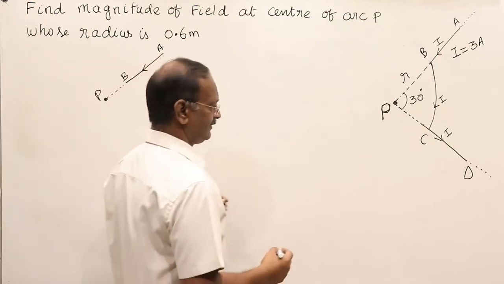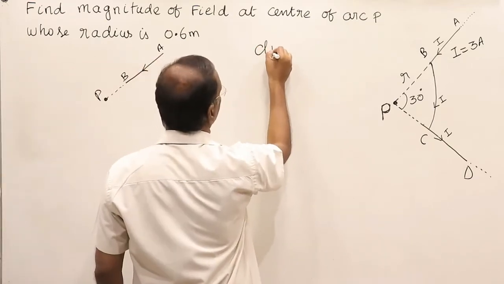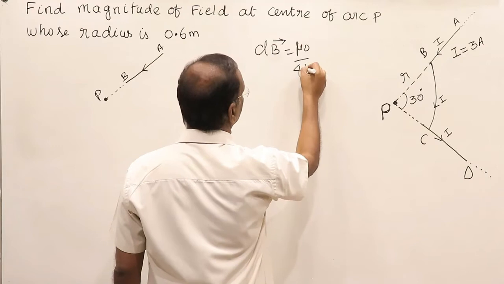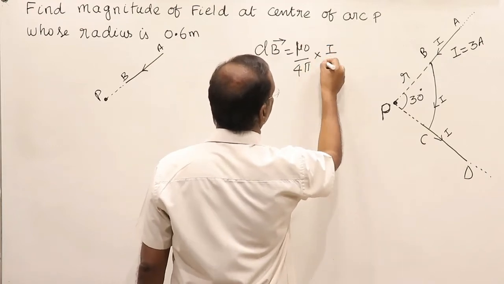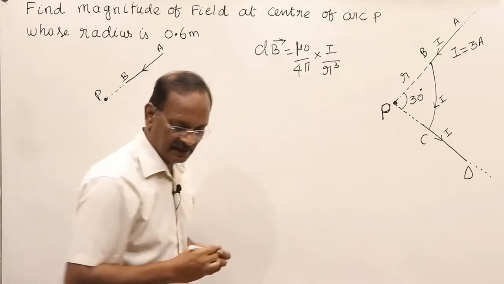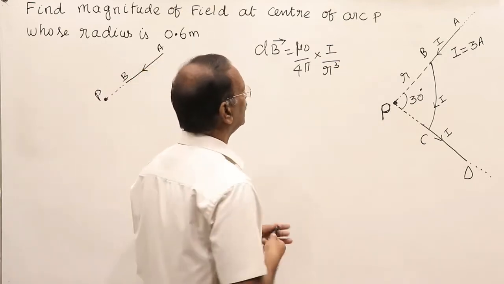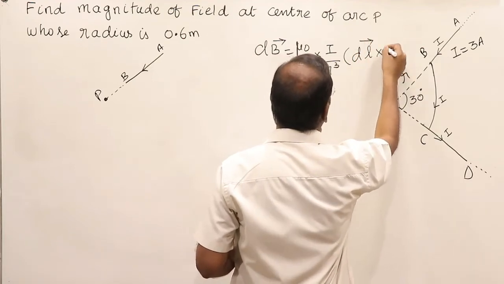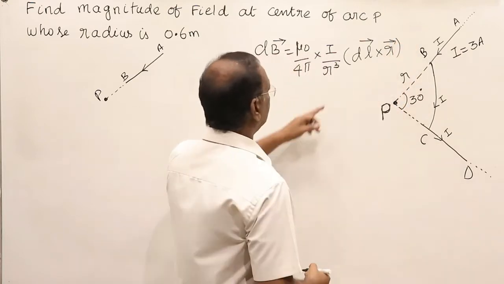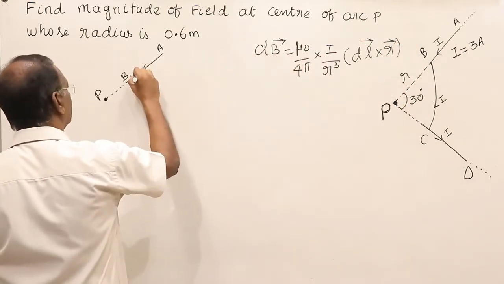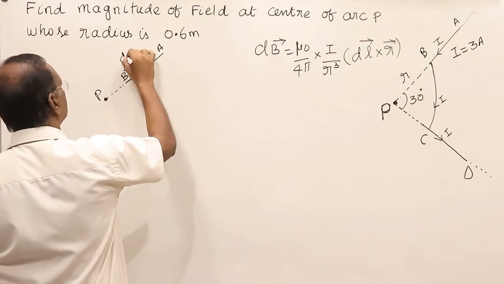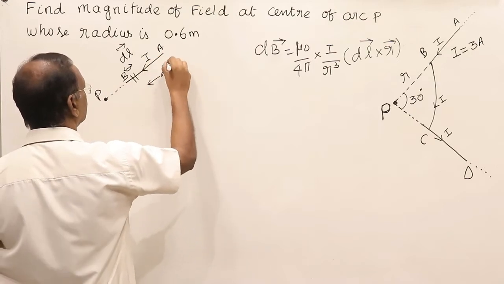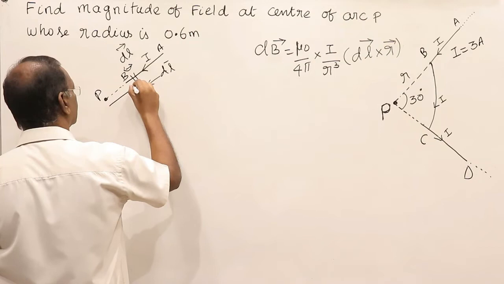See, the Biot-Savart law says dB in vector form is mu naught by 4 pi into I divided by R cube into dl vector cross product with the R vector, where dl is a small portion of the length, whose direction is along the direction of the current. It means the dl vector is in this direction. This is the R vector.